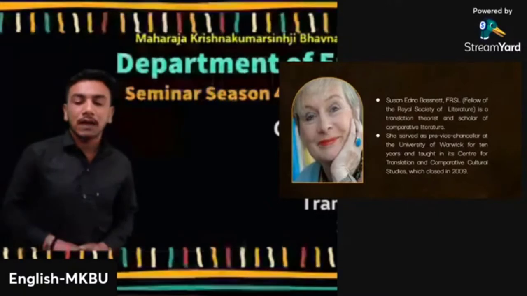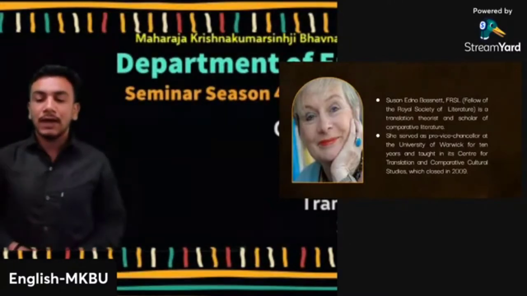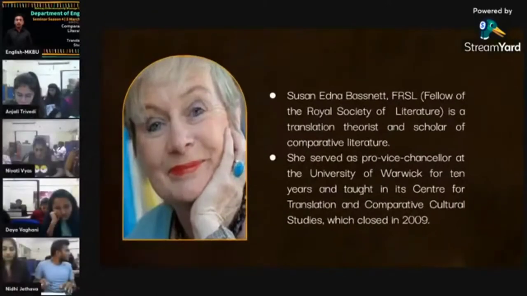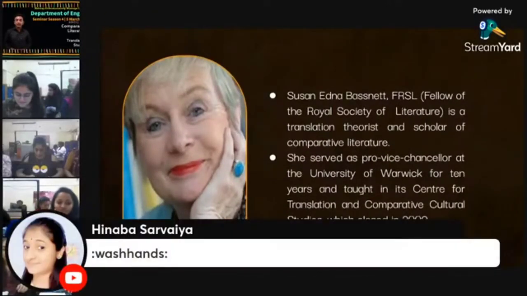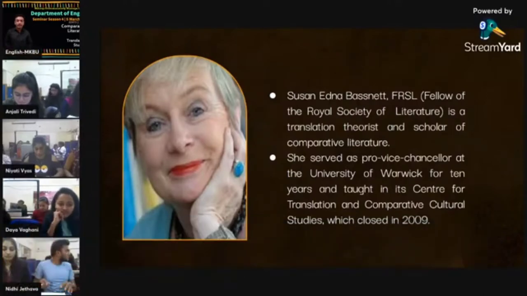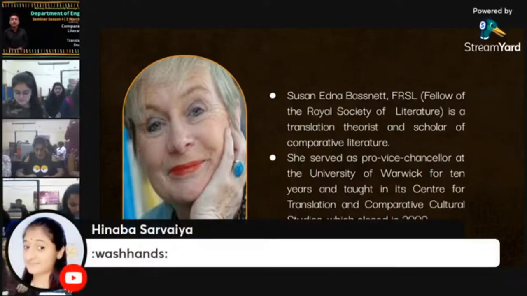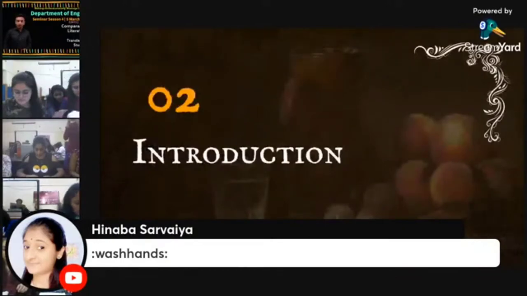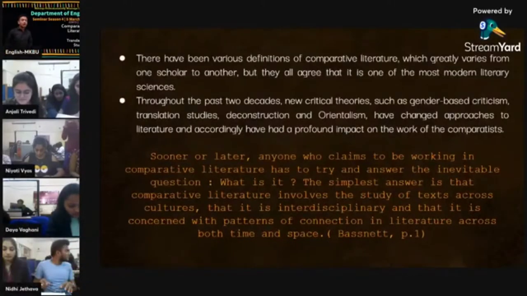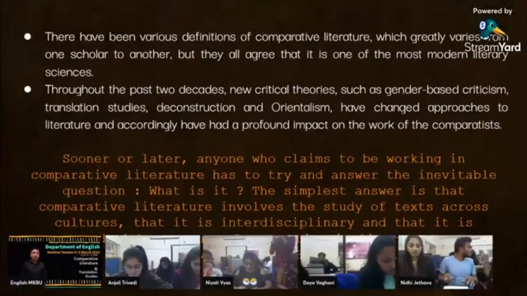Susan Edna Bassnett, FRSL, meaning a Fellow of the Royal Society of Literature, is a translation theorist and scholar of comparative literature. She served as a pro vice chancellor at the University of Warwick for 10 years and taught in its Centre for Translation and Comparative Cultural Studies, which closed in 2009.